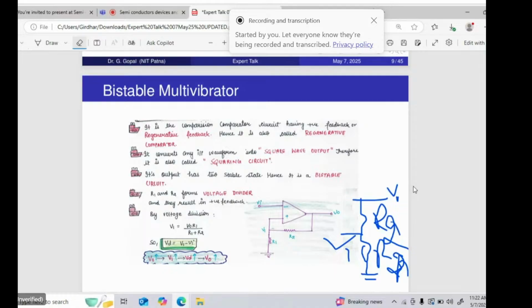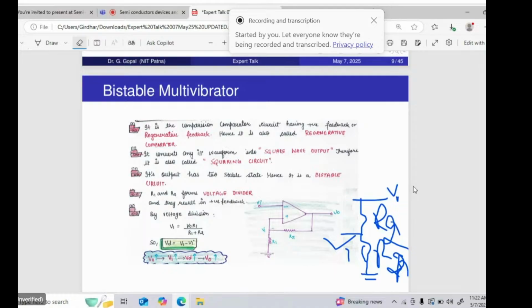Here, what is the difference input signal? Vd is nothing but the input signal at the positive terminal minus the input signal at the negative terminal. So what is the input signal at the positive terminal? It is V1, and the input signal at the negative terminal is Vi.